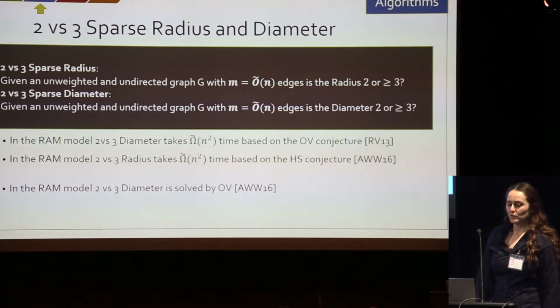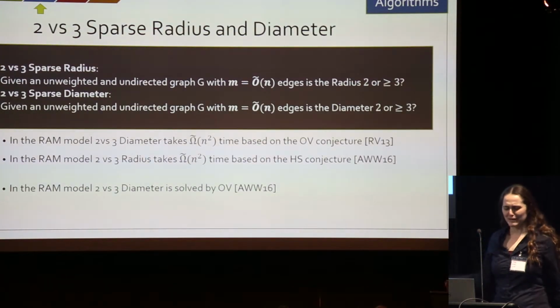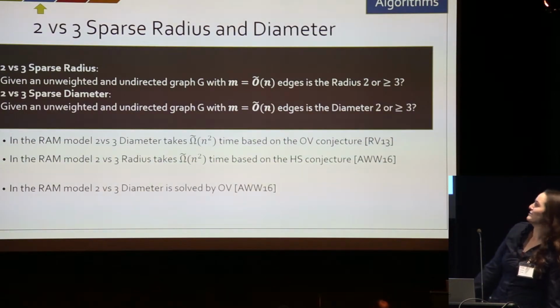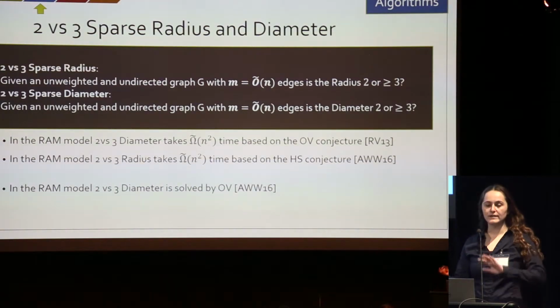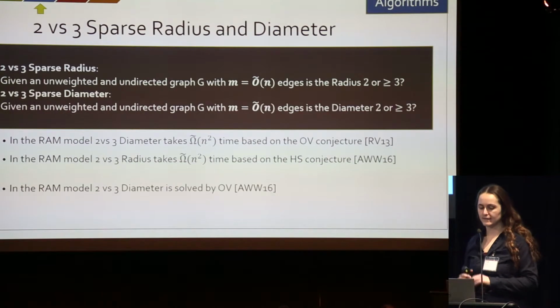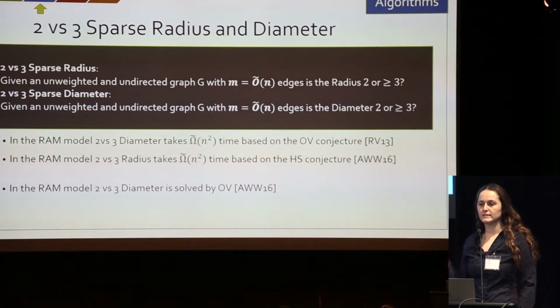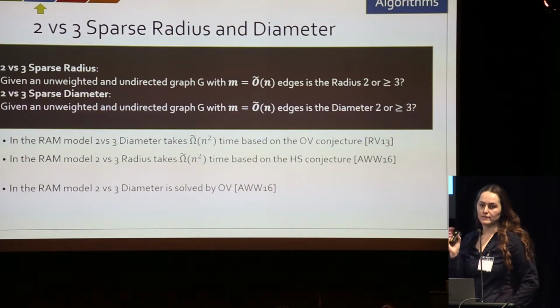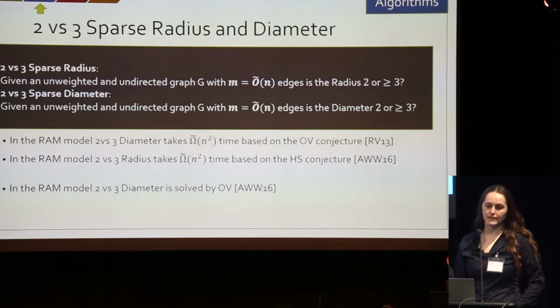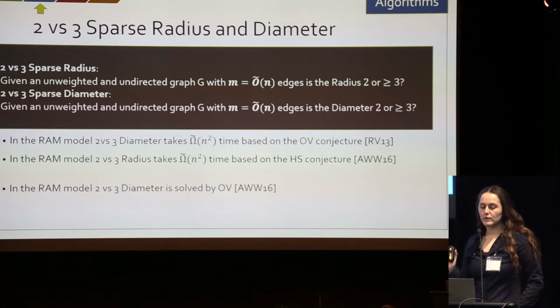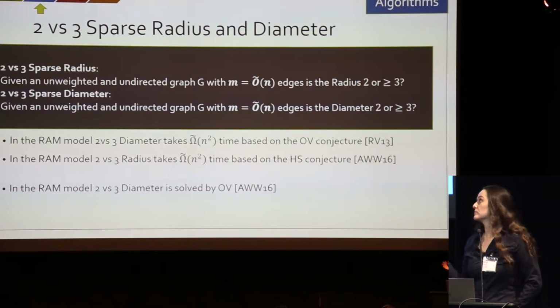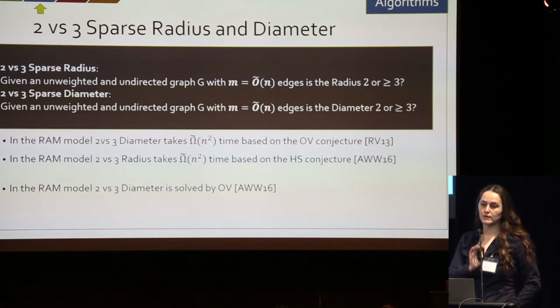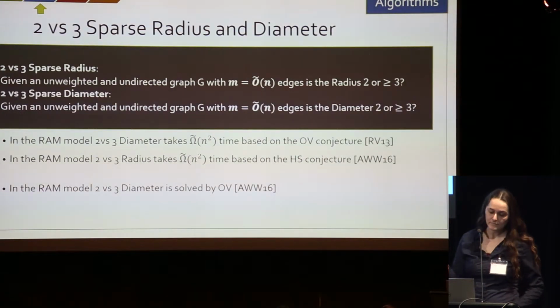So first, what is sparse 2 versus 3 radius and diameter? What does that even mean? Given an unweighted graph, which is undirected as well, we're going to be paying attention to graphs that are sparse. That is, they have nearly linear edges, so let's say n times log squared n. And the question we're going to be asking is, is the radius or the diameter 2, or larger than that?